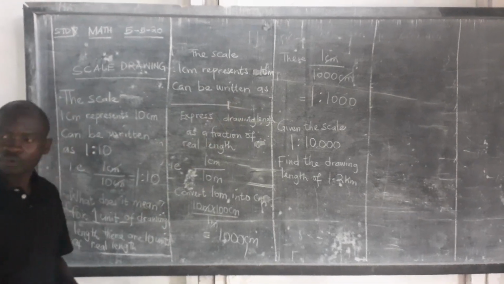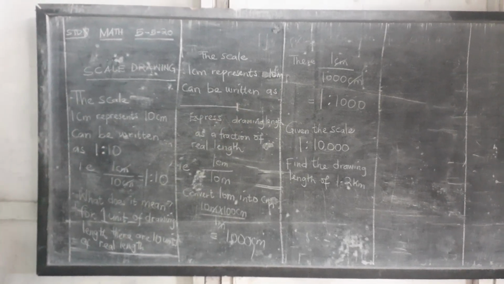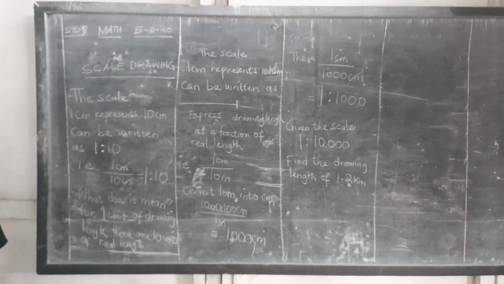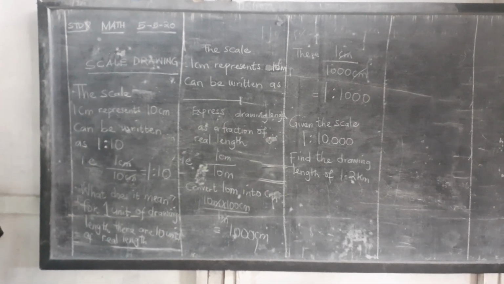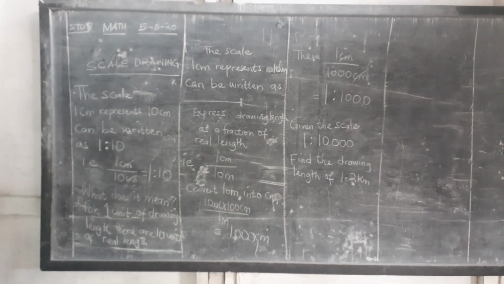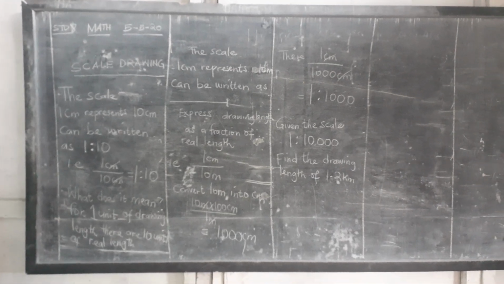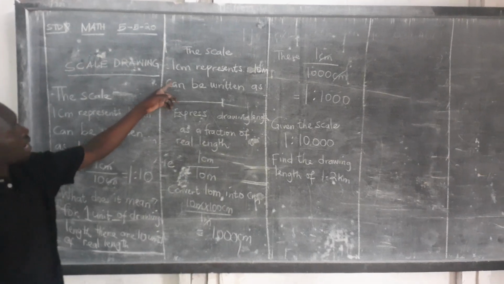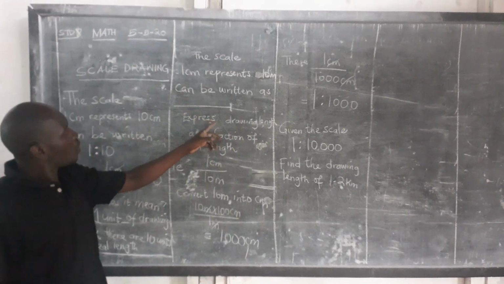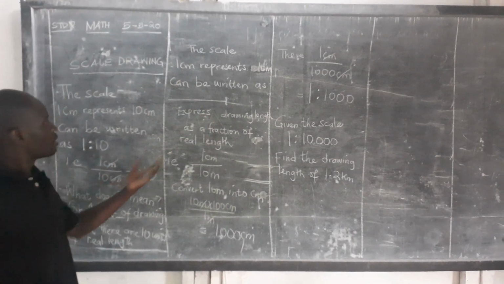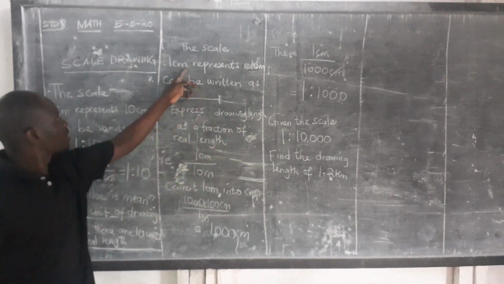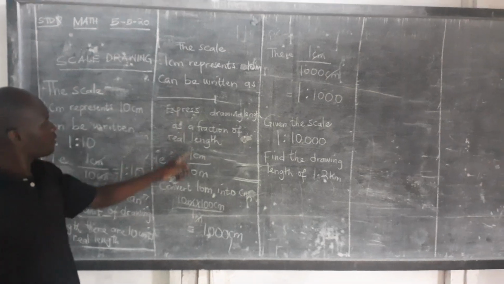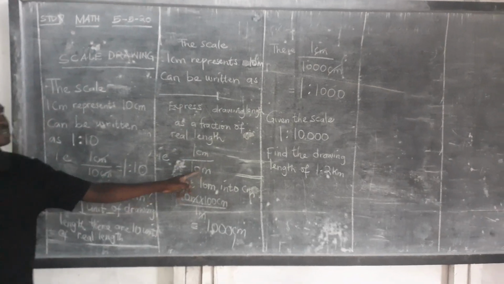So the scale 1 centimeter represents 10 meters can be written as what? Who can tell me now? Anna. Who can assist Anna? Yes, that is good, Zarka. So we can express it as the drawing length as a fraction of the real length. The drawing length is 1 centimeter here, and the real length is 10 meters.